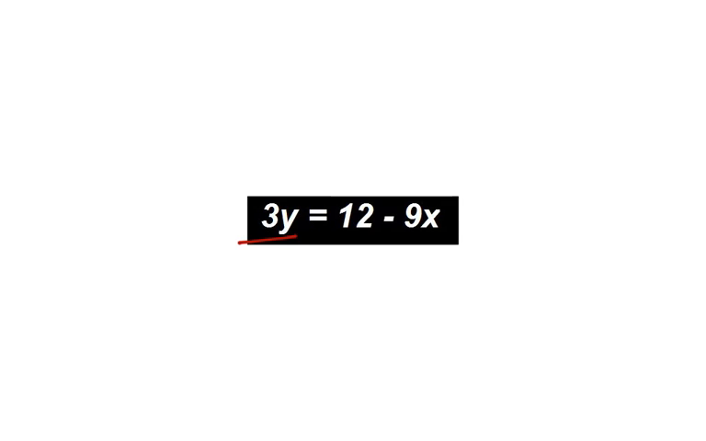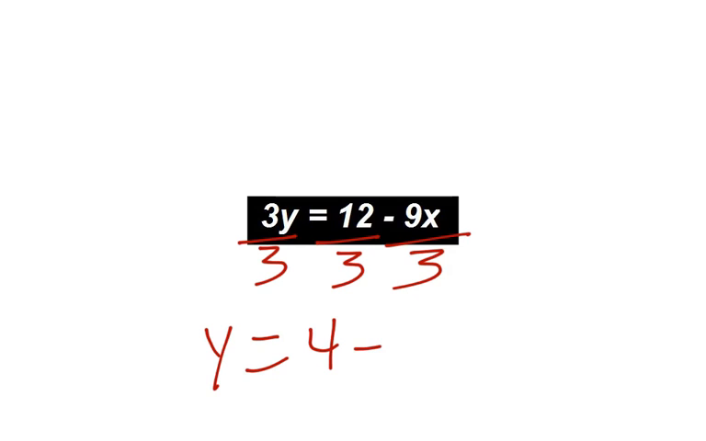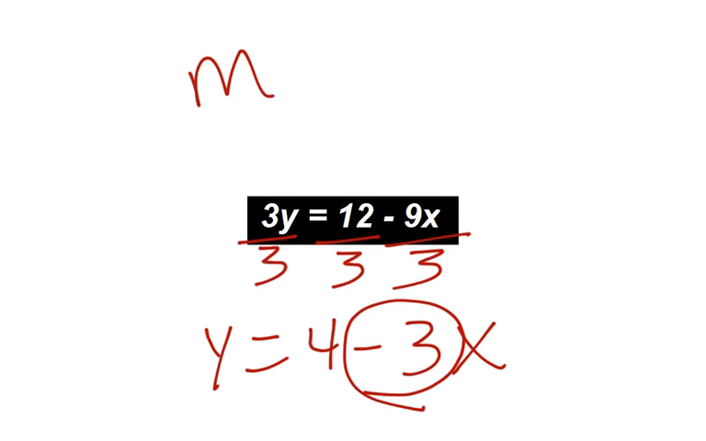We would have to get y by itself here, so we would divide everything by 3. Y is equal to 4 minus 3x. Your slope is what is with the x, so m is equal to negative 3.